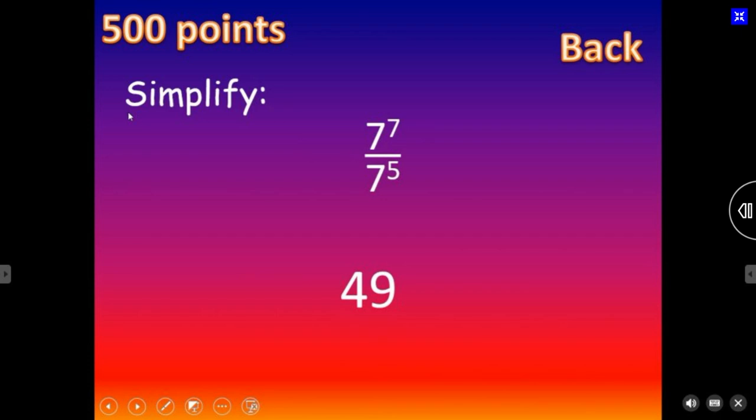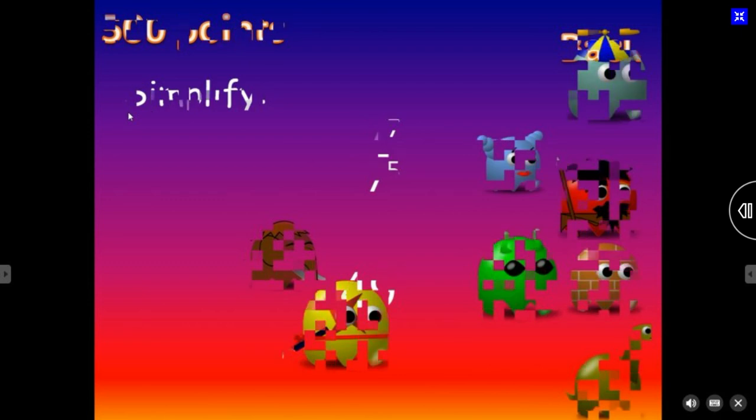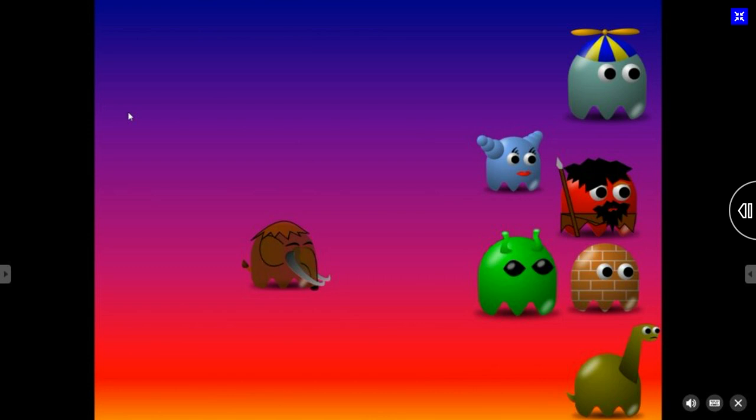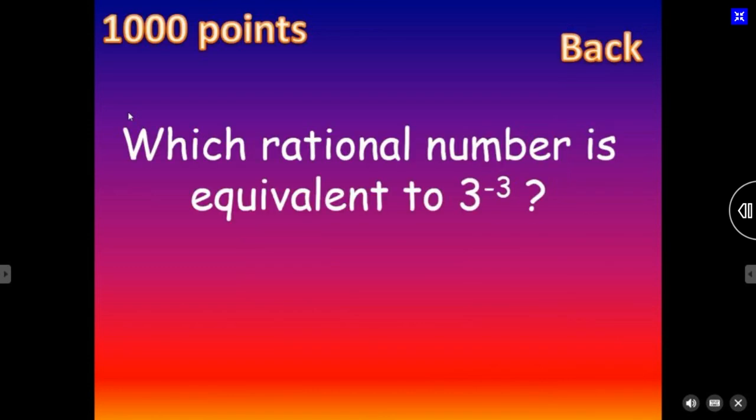Okay. Going back. We need the caveman. Come on, caveman. Alright. And now again, 2 ways. Is it supposed to be 3 to the 3rd? What is it supposed to be? 1 over 3 to the 3rd.